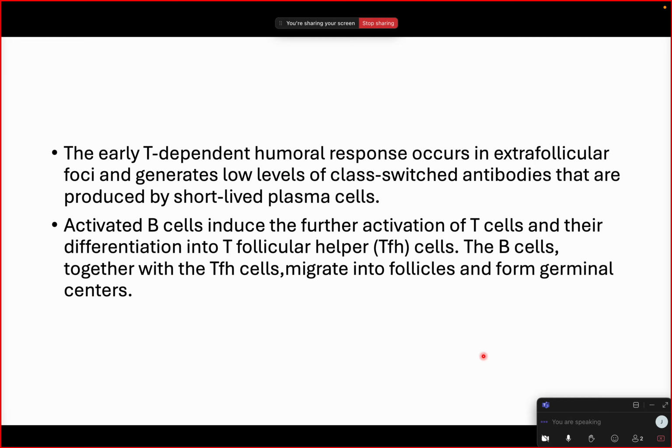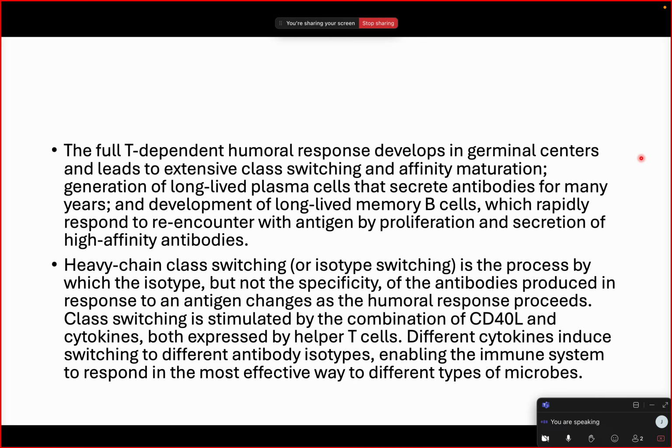These helper T cells contribute to early B cell activation in extrafollicular sites. The early T-dependent humoral response occurs in extrafollicular foci and generates a low level of class-switched antibodies that are produced by short-lived plasma cells. Activated B cells induce the further activation of T cells and their differentiation into T follicular helper cells. The B cells, together with the T follicular helper cells, migrate into follicles and form germinal centers.